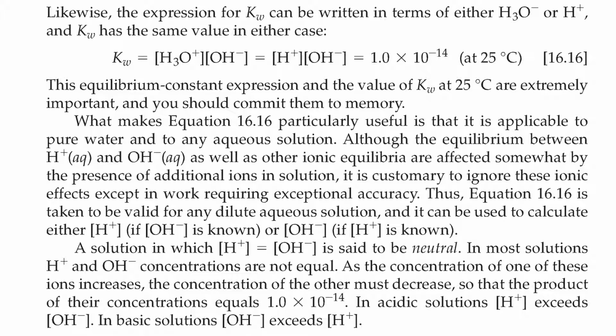In most solutions, proton and hydroxide ion concentrations are not equal. As the concentration of one of these ions increases, the concentration of the other must decrease, so the product of their concentrations equals 1 times 10 to the negative 14. In acidic solutions, the concentration of proton exceeds hydroxide. In basic solutions, the concentration of hydroxide exceeds protons.